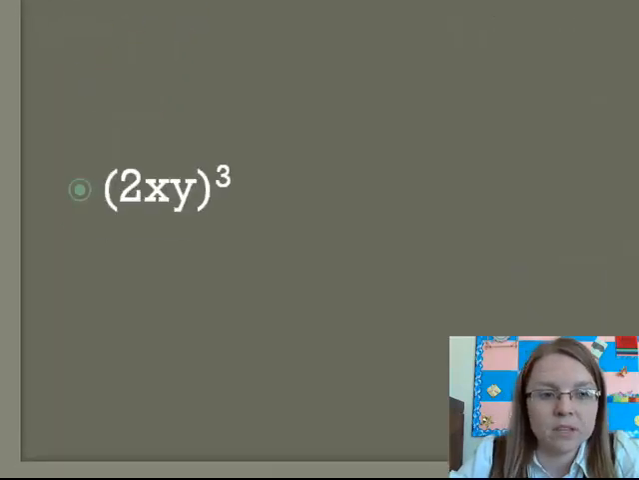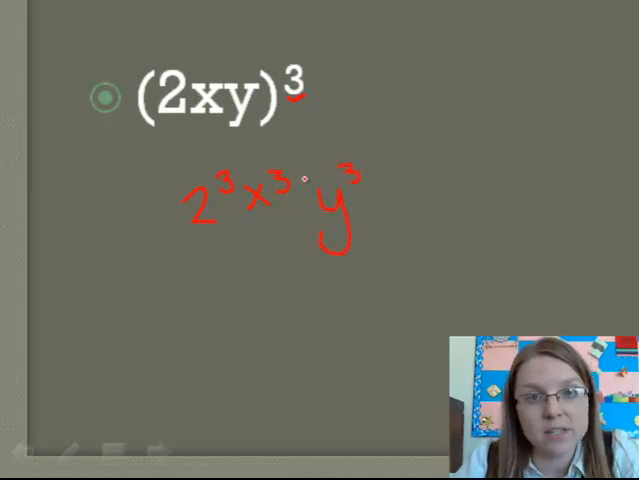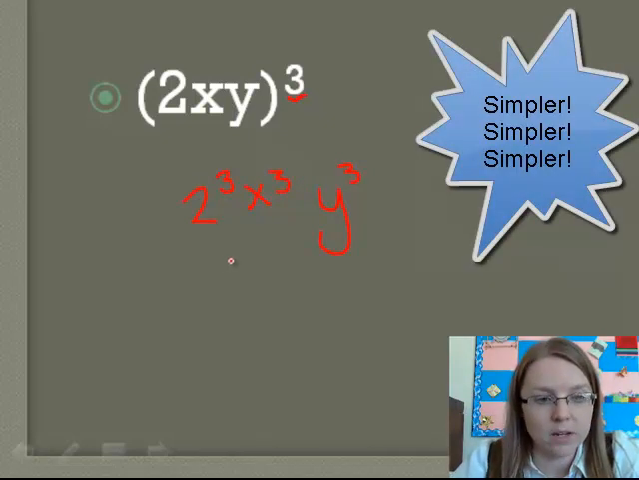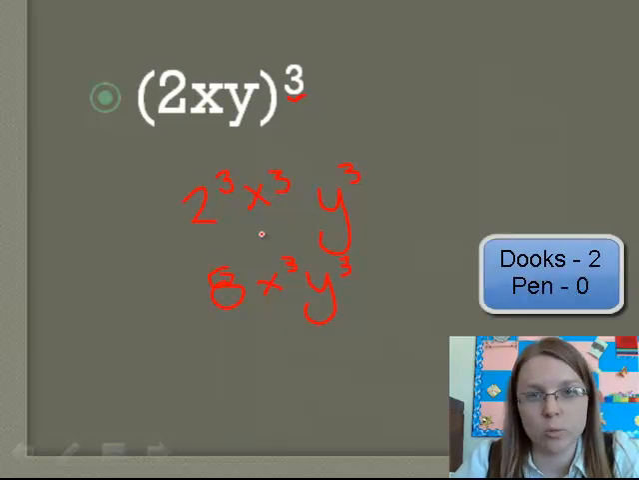Let's look at another one. We have 2xy, and all of that is cubed. So we need to apply that power of 3 to the 2, to the x, and to the y. That gives us 2 to the power of 3, x to the power of 3, and y to the power of 3. Now remember how much math loves simple answers. If you can make it simpler, you always should. We can solve out 2 to the power of 3. That gives us 8. So we have 8, and then our x cubed, and then our y cubed. So our final answer is 8x cubed y cubed.